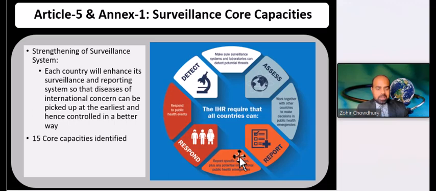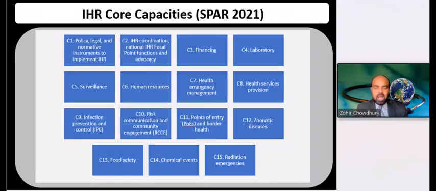And so the IHR requires that all countries have the ability to, one, detect, make sure that surveillance systems and laboratories can detect potential threats; two, assess, work together with other countries to make decisions in public health emergencies; three, report specific diseases, plus any potential international public health emergencies through participation in a network of national focal points; and finally, respond to public health events. The 15 core capacities that need to be implemented are shown in here, and they are nicely clarified in the document known as SPAR, 2021 SPAR.